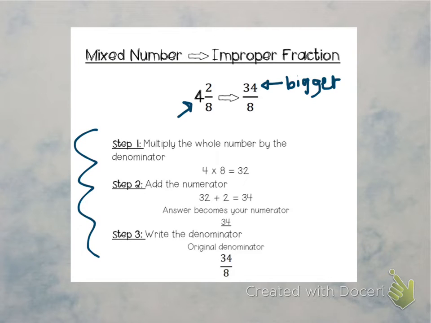We're going to first multiply the whole number by the denominator. Remember, this is your denominator. So here we have 4 times 8, which is 32. After that, we are going to add the numerator to 32, which gives us 34. And so this becomes our new numerator. And then we write the denominator. So our original denominator stays the same.